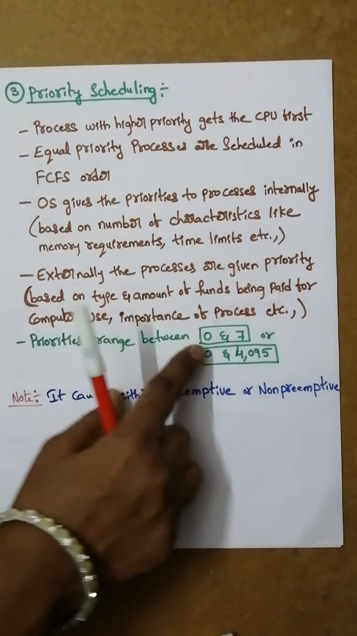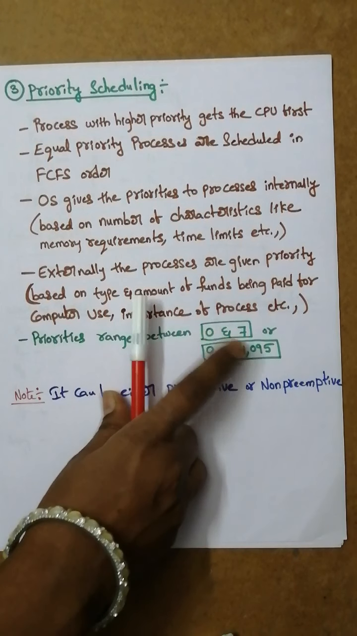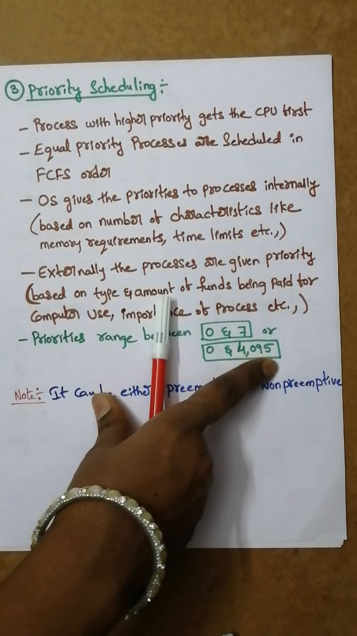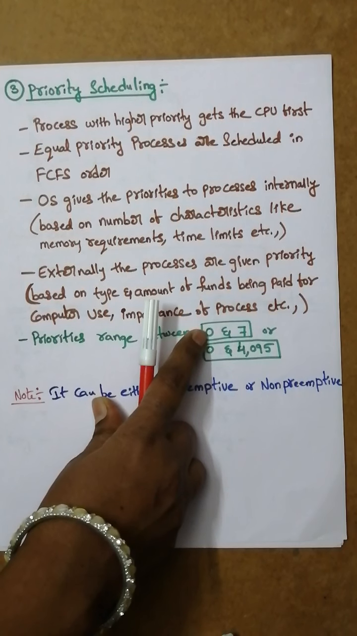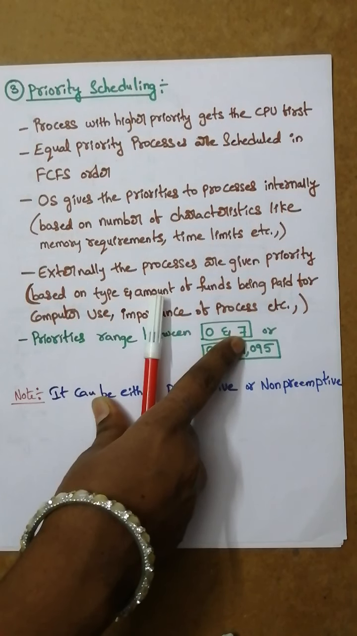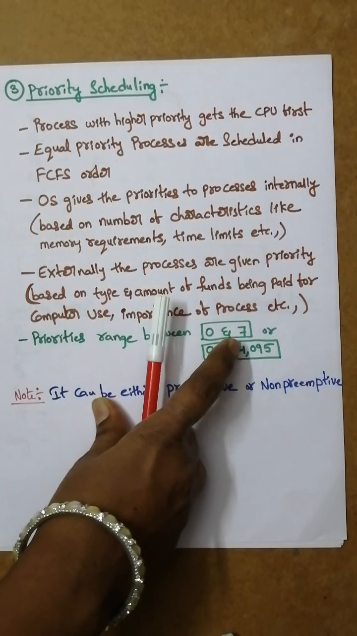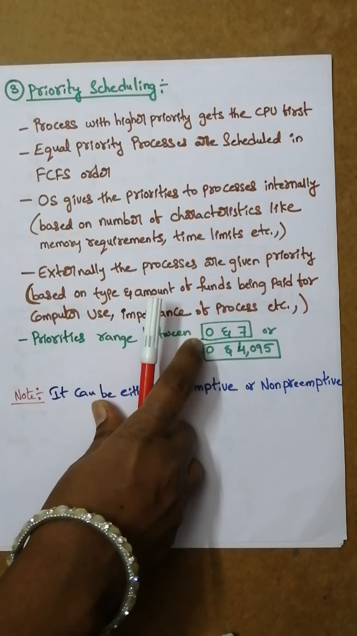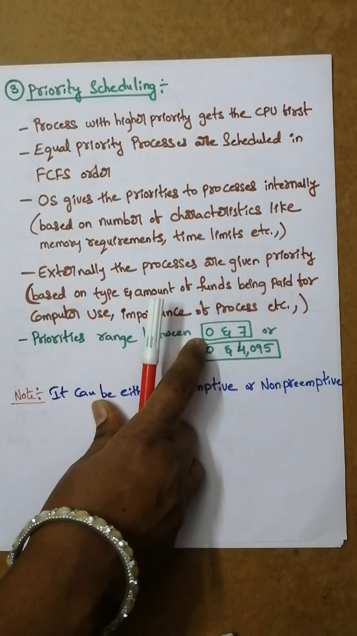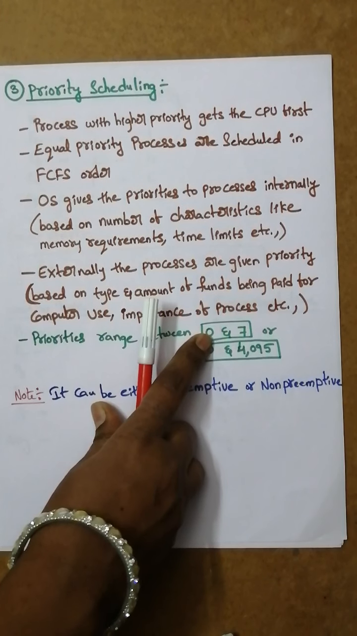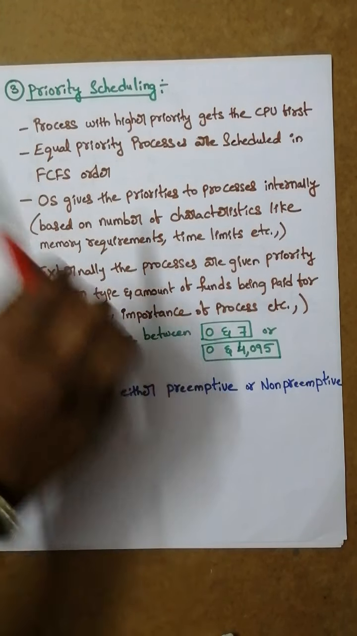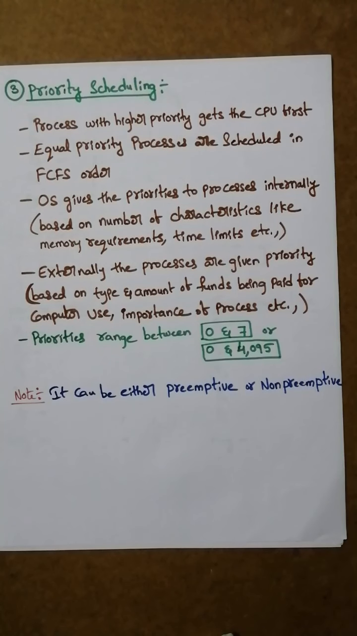The priorities will range from 0 to 7. In some systems it is from 0 to 4095. Some systems will take lower numbers as higher priority and some will take higher numbers as higher priority, but we'll take the lower number as higher priority. So if three processes are there, we'll compare the priority and whichever has higher priority, we'll assign the CPU first to that process.